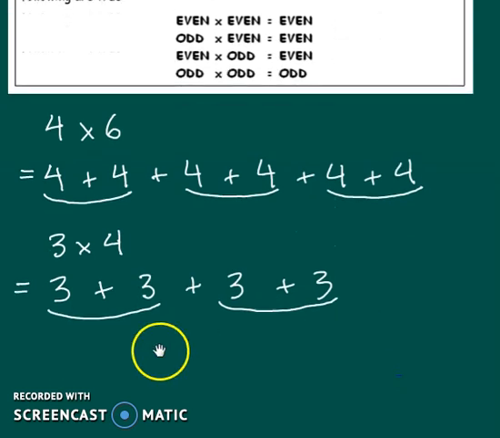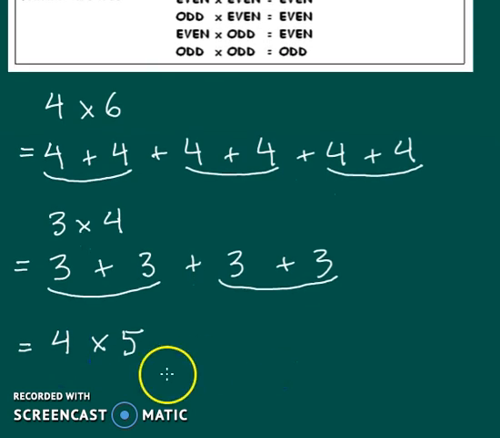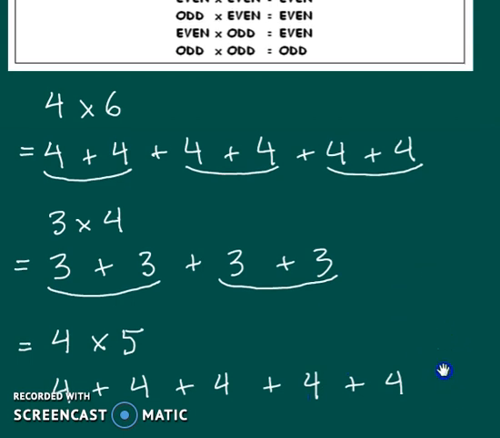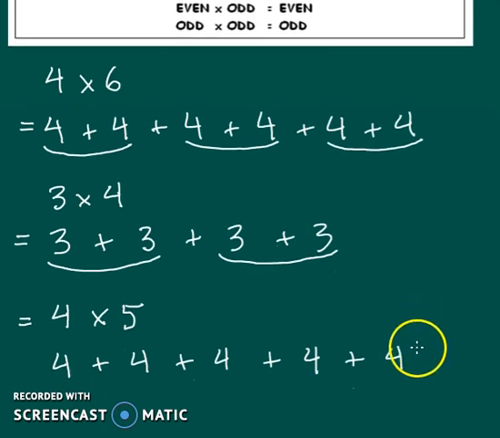What about even times odd? How about, let's try 4 times 5. So in terms of repeated addition, this is the same as writing 4 plus 4 plus 4 plus 4 plus 4. So I have an odd number of 4's, but I know that any time I add an even number to an even number, I get an even number. So no matter how many times I add 4 to itself, it's going to be even.